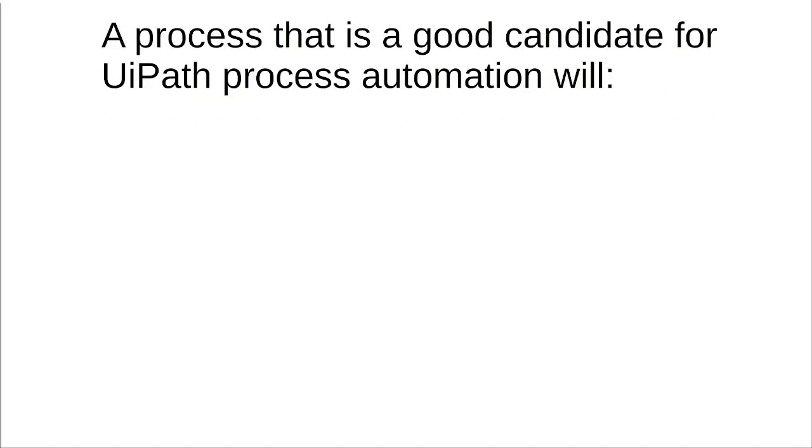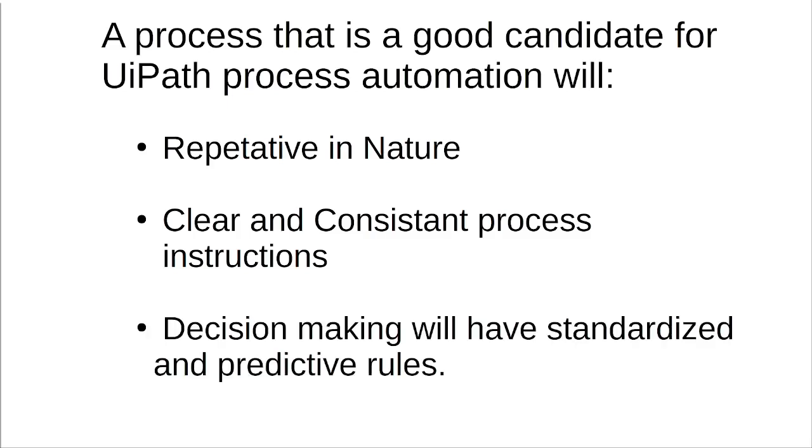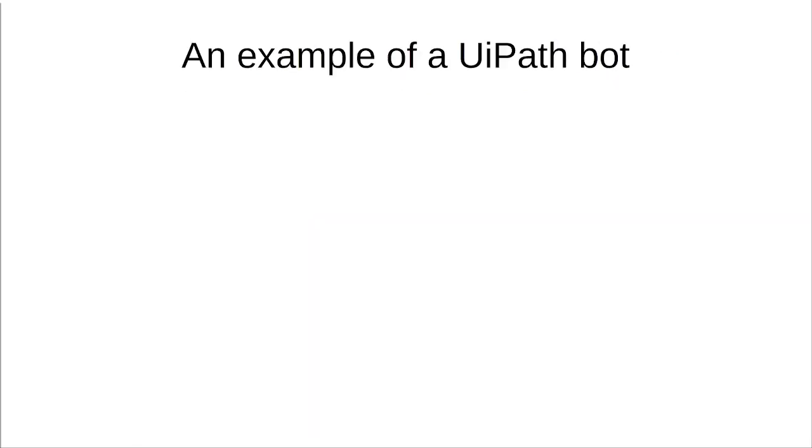A process that makes a good candidate for UiPath automation will be repetitive in nature, have clear and consistent processing instructions, and any decision-making will have standardized and predictive rules. I have made up an example of a process that fits this criteria, and I've created a UiPath bot to automate that process. I'm going to quickly show the process a human would use to create that report. Then we will take a brief look at some of the UiPath code to create that report to give you an idea of what UiPath code looks like. Then I will run the UiPath bot that will create that report and email out that file.